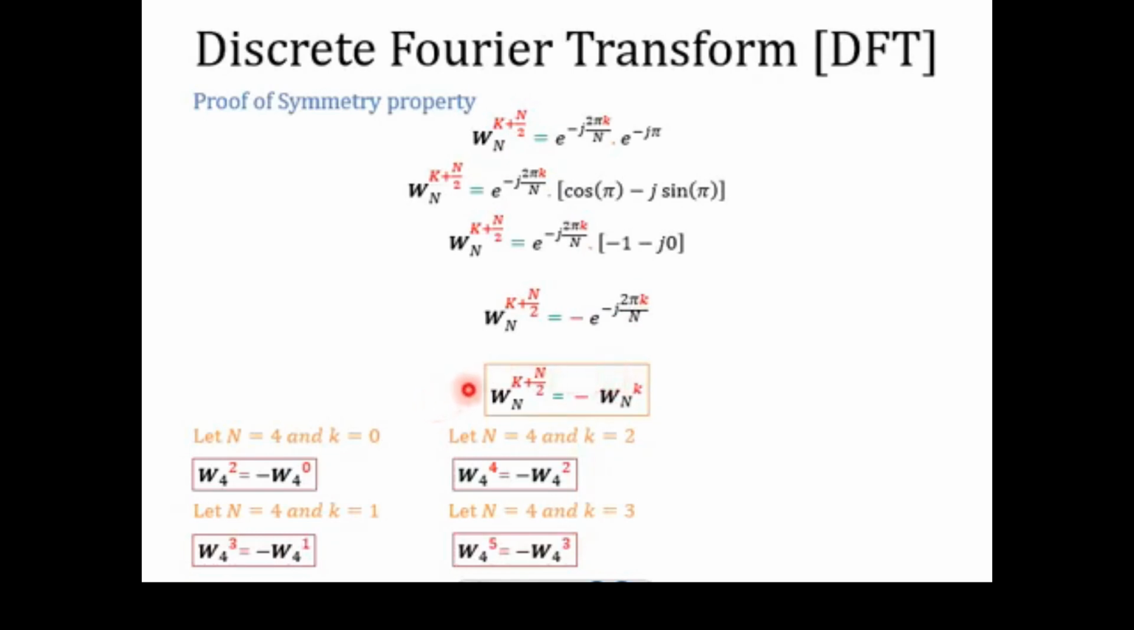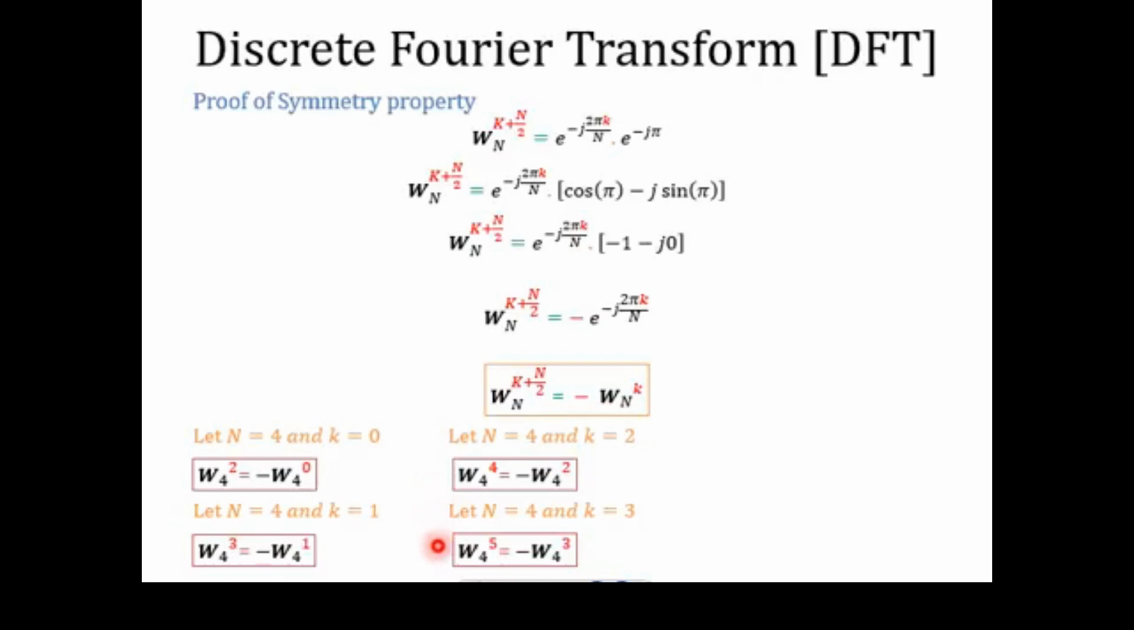So this is the final observation of symmetry property, which states that after N by 2 sample interval, we will get the originally calculated or previously calculated twiddle factors but having an opposite sign. Now let's assume capital N is equal to 4 and k is equal to 0, 1, 2, 3 in this equation. So we will get these results on substituting these values. W4^2 will be equal to minus times W4^0. W4^3 will be equal to W4^1 multiplied by -1. W4^4 will be equal to minus times W4^2. W4^5 will be equal to minus times W4^3.